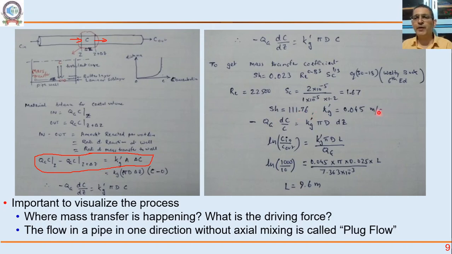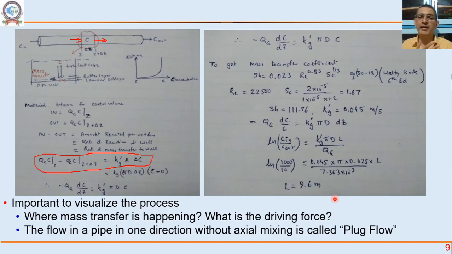So if you substitute, you will find Sherwood number is 111.76, which means very large. So kg prime is 0.045 meters per second. Substitute that here. Qg, integrate. You will find that the length required is 9.6 meters. This is how catalytic converters work.